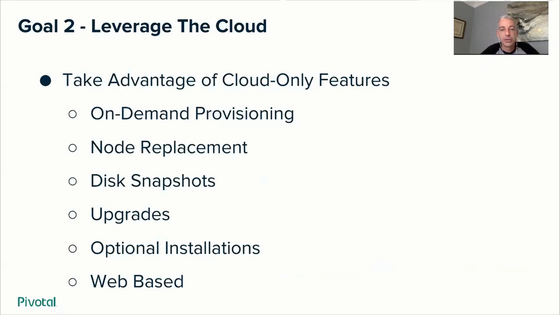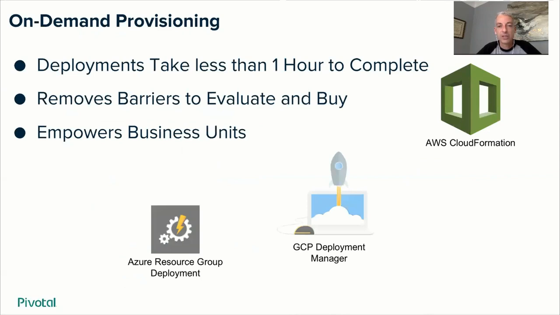So now goal number 2. How can I leverage the cloud? What can I do by using the features that are available from the different cloud vendors? So: on-demand provisioning, node replacement, disk snapshots, upgrades, optional installations, and so on, since it's on the internet. Let's take advantage of some of the web-based features. On-demand provisioning: deployments take less than an hour to complete, and that's a production scale cluster that can have those numbers we just saw in TPC-DS in less than an hour.